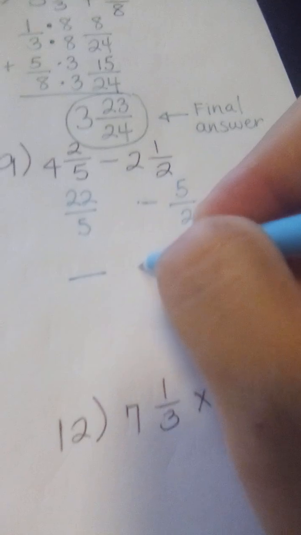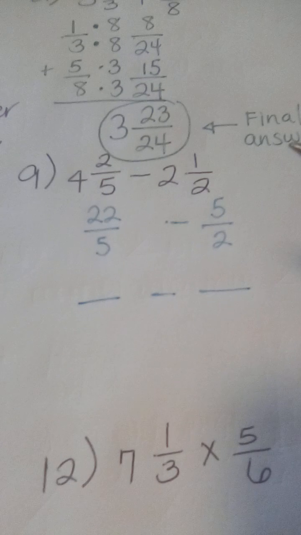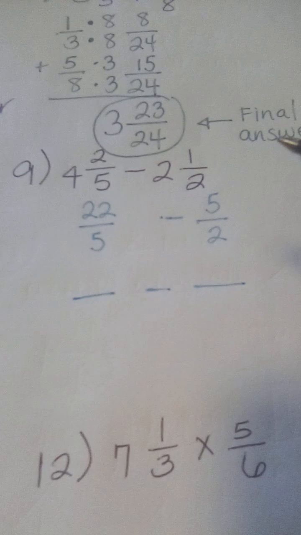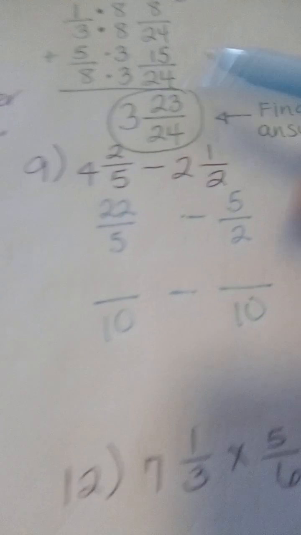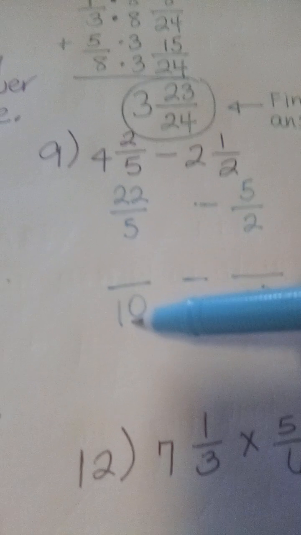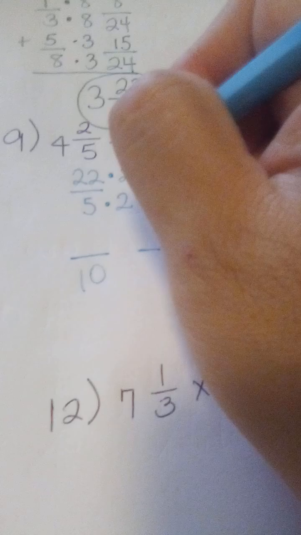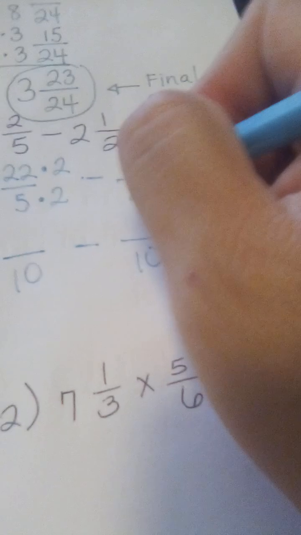Now let's figure out the denominator. What common denominator do we get from 5 and 2? It's 10, right? 5 times 2 is 10. And then we can figure out the numbers here. 5 times what number gives us 10? It's 2. Same thing, kind of flipped over, so we got 5 in the second part.